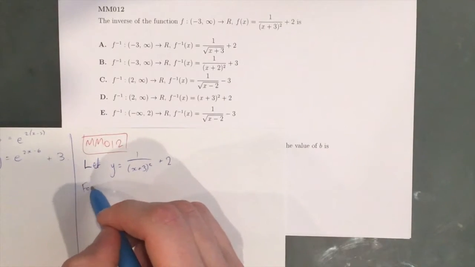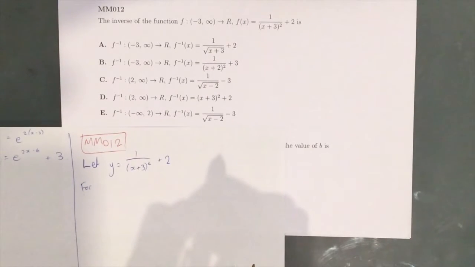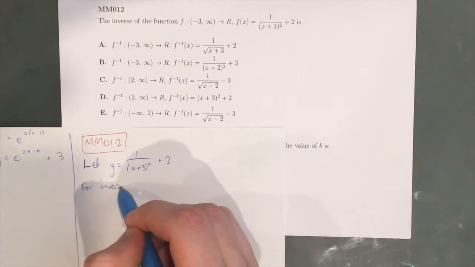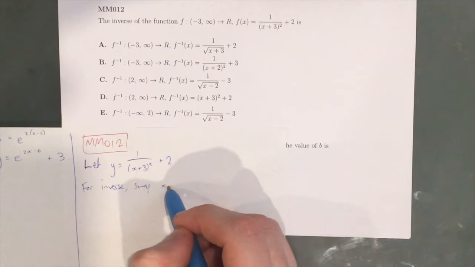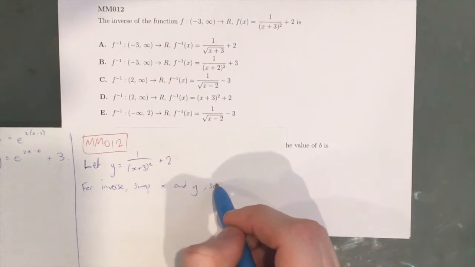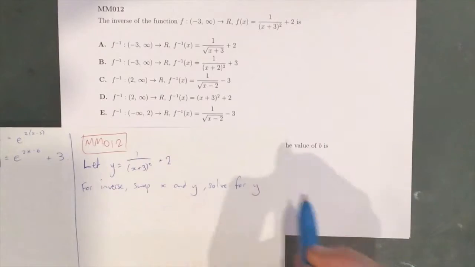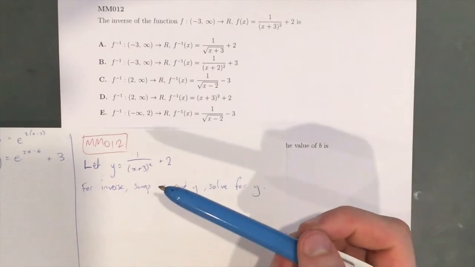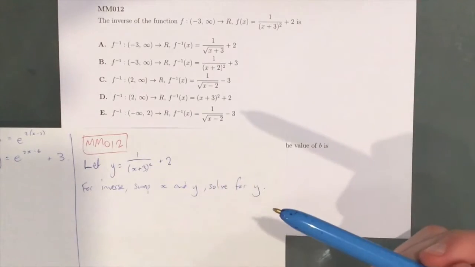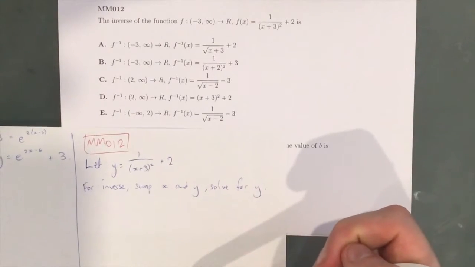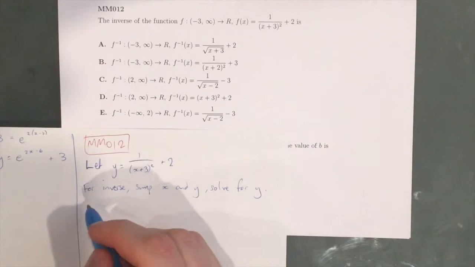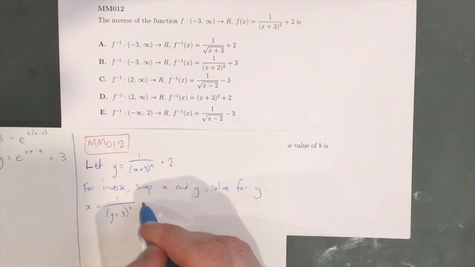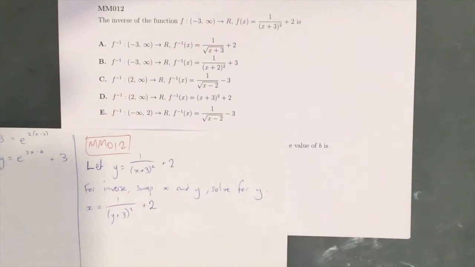So always, it's not as important in multiple choice, but whenever you're doing this in short answer, you need to write for inverse, swap x and y, solve for y. Because then you're actually explaining exactly what you're doing, whereas if you just randomly swap x and y, it's not the same thing and you're actually just creating a new function. So just make sure you state that in the short answer questions. So as I said, we swap x and y and then we solve for y. Pretty straightforward. The domain is the more complex bit, but we'll get to that.